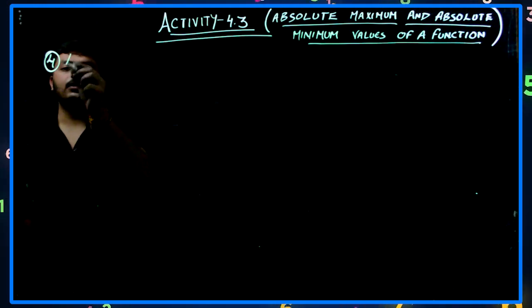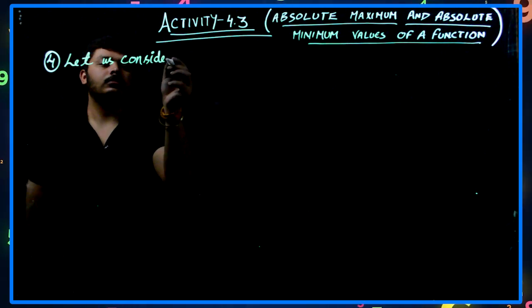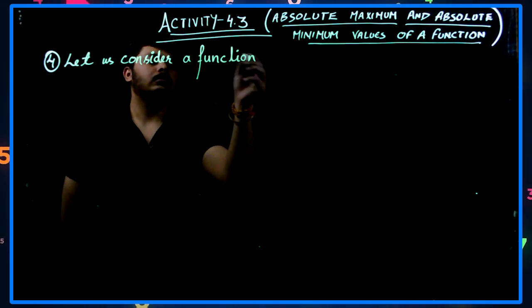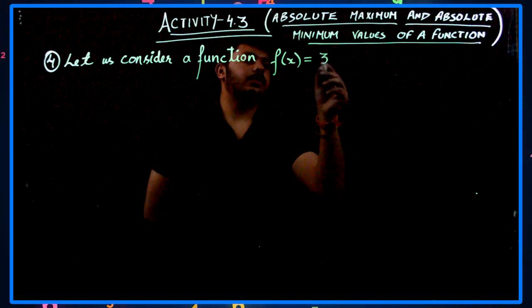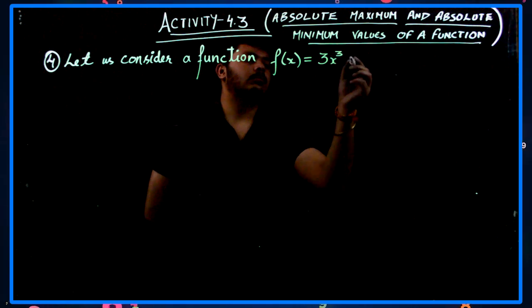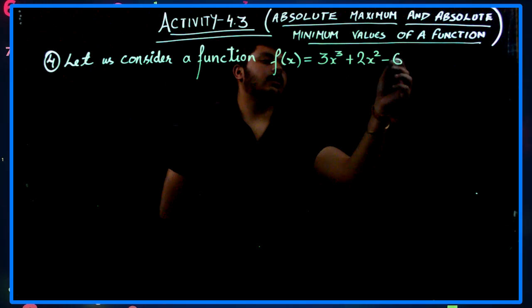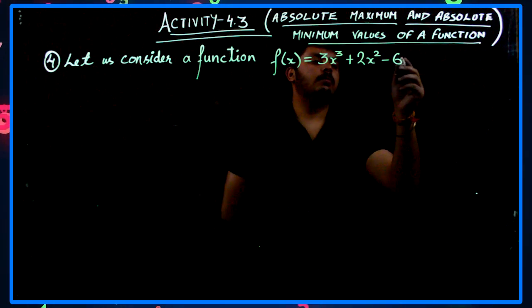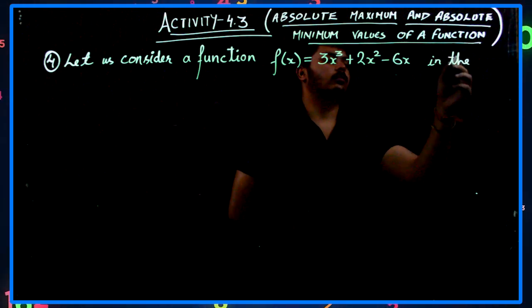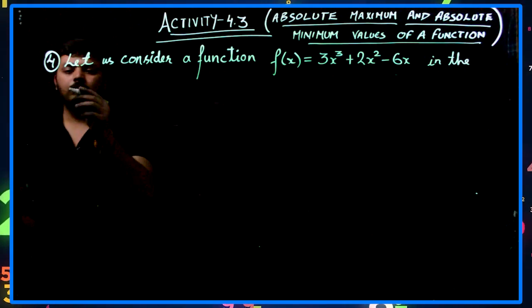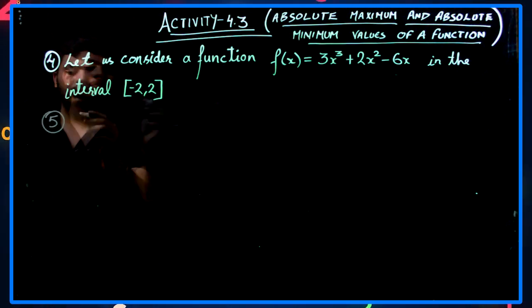Let us consider a function f(x) equals 3x cube plus 2x square minus 6x in the interval -2, 2.